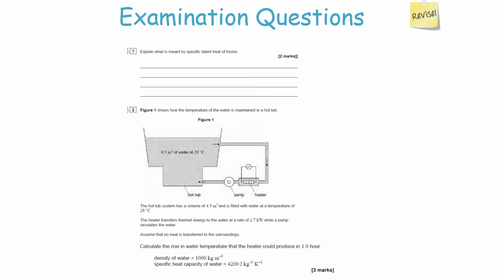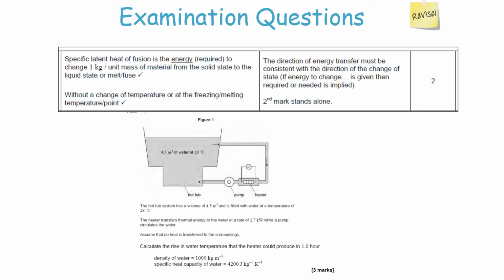Right, so first thing is you've got to look at what the definition is of specific latent heat of fusion. Now remember, specific means per kilogram or per unit mass, and then it's asking about fusion. So you can't just give a general definition of latent heat, because it's asking about the latent heat of fusion, not vaporization. So our 2 marks are, it is the energy required to change 1 kilogram or a unit mass of material from a solid state to a liquid state, or it melts or fuses, because it's the same process just in opposite directions. We've actually said what we mean by fusion.